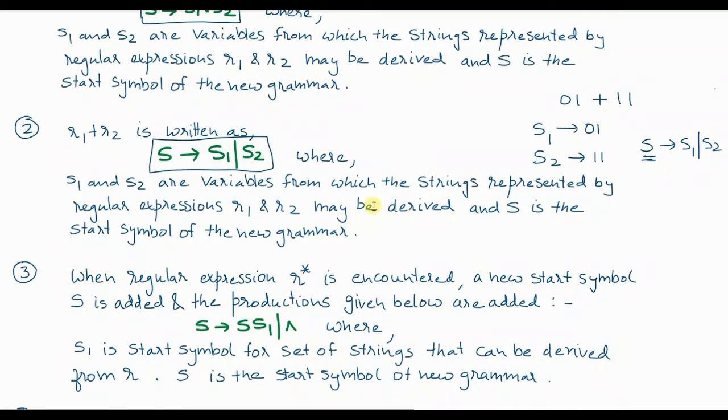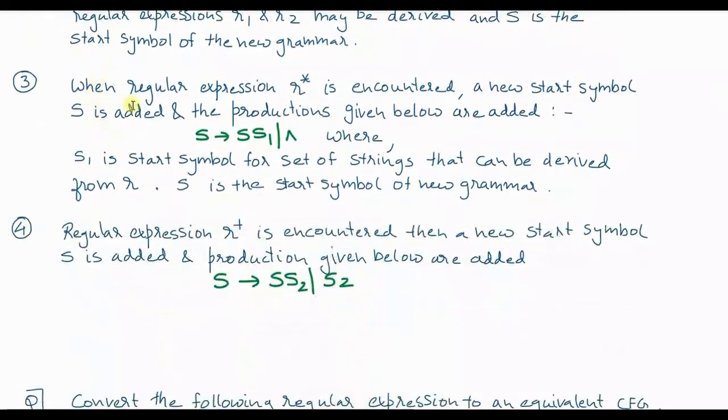So the first rule was for concatenation, the second rule was for the plus sign, that is union, and now the third rule is for Kleene star. When the regular expression R star is encountered, a new start symbol S is added and the productions are added: S gives S S1 or null. Please note S gives S S1 or null, where S1 is the start symbol for the set of strings that can be derived from R, and S is the start symbol for the new grammar.